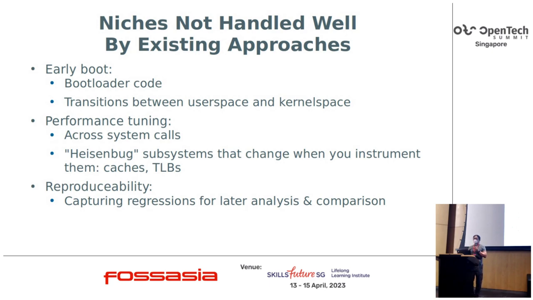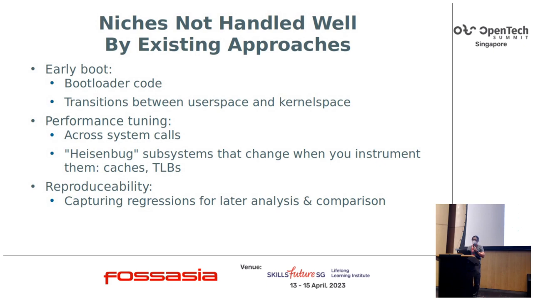And so then there's a whole bunch of other performance tuning things that you have to do. Like if you're going across system calls, that's very difficult. There's a whole class of performance tuning, what I call Heisenbugs. They're things that when you try to instrument them, they change. So for example, if you want to debug a cache or a translation lookaside buffer performance issue, just the instructions you add to go ahead and try and extract those can affect the behavior of the cache or the TLB, and you're no longer able to see it.